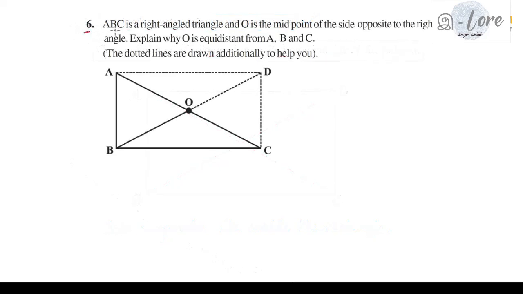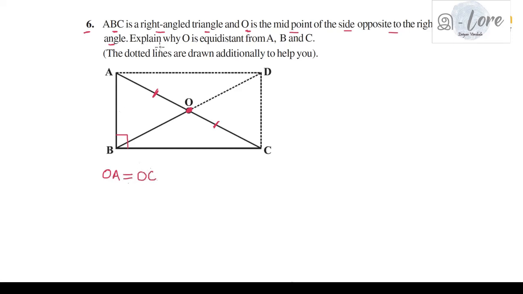Question 6 says that ABC is a right angled triangle and O is the midpoint of the side opposite to the right angle. So ABC in this figure is right angled at B, and this point O is the midpoint of AC. So OA is equal to OC, because O is the midpoint of AC.